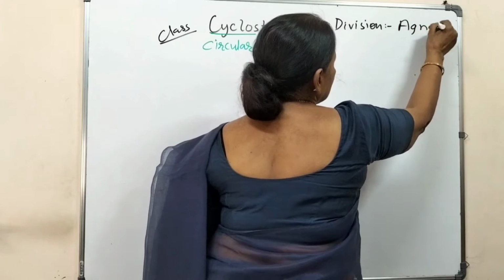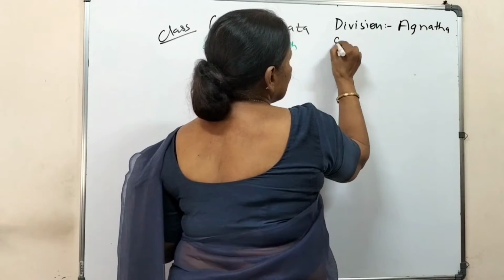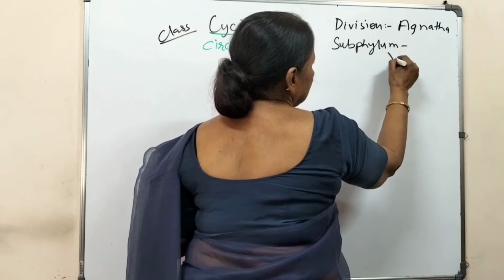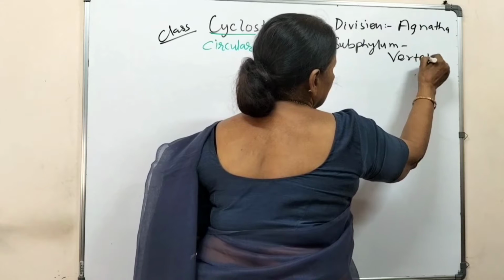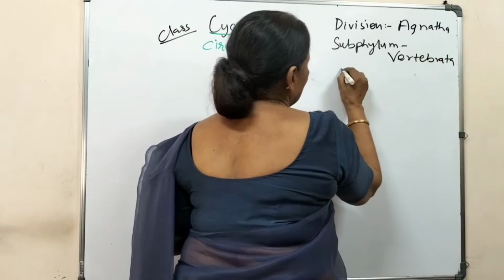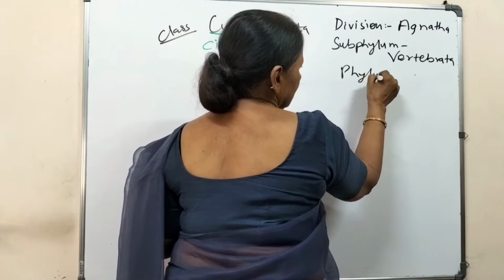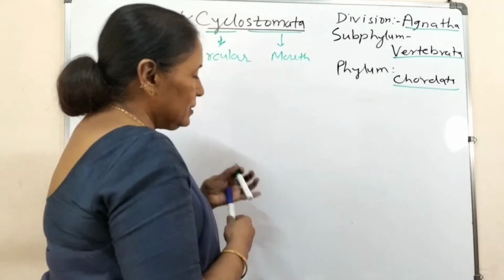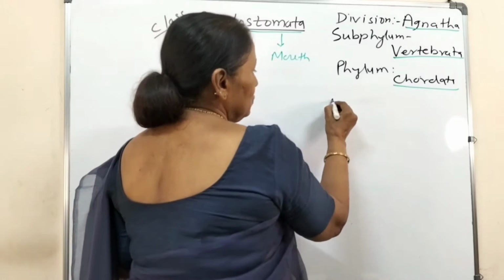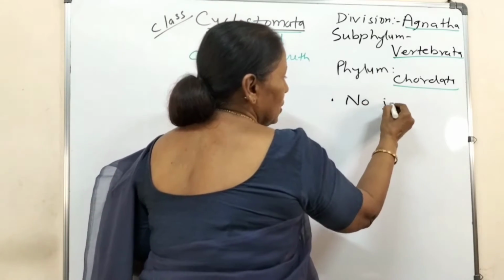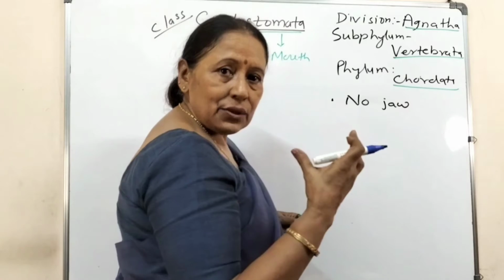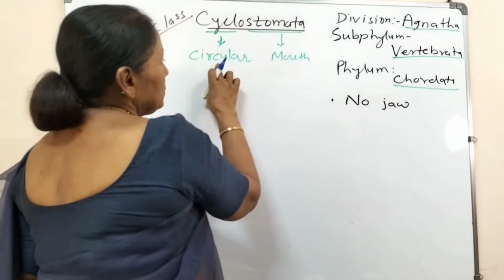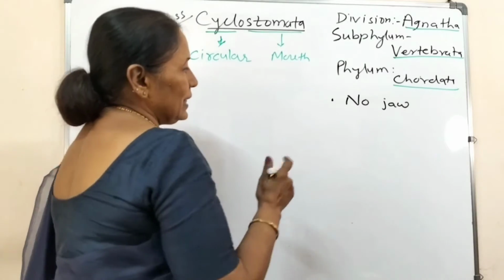Agnatha, under the subphylum Vertebrata and phylum Chordata. As they are under Agnatha, that means they do not have any jaw. So the jaw is not there to give the shape. That's why they have a circular mouth, Cyclostomata.